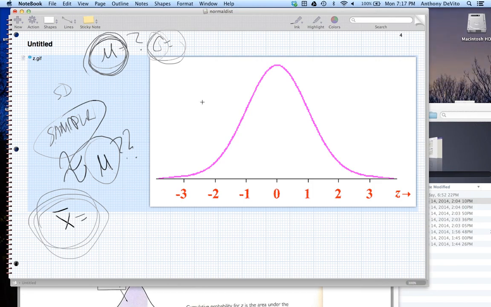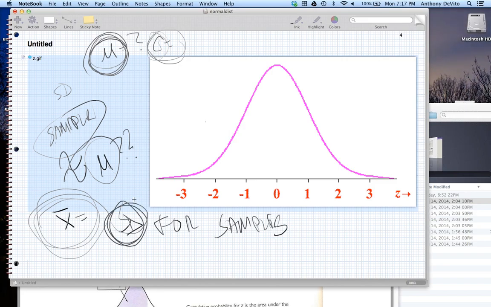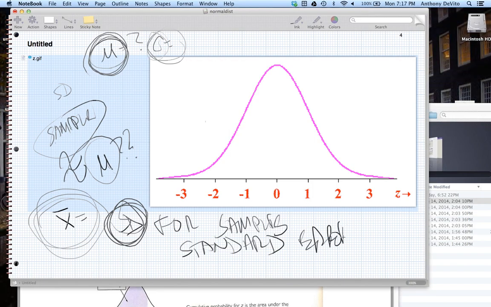Thank you, Jennifer. That new standard deviation for sample means, if you repeatedly took samples over and over again, we assign a new name so we don't confuse it with the standard deviation of the population or the standard deviation of the numbers within the sample. We call that the standard error, or you could call it SE.